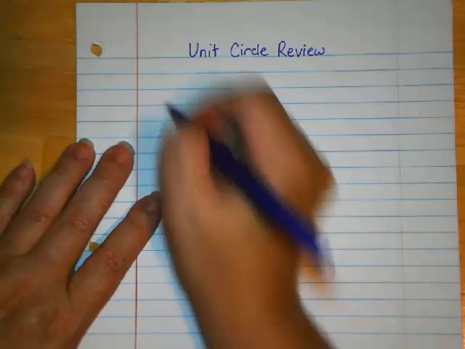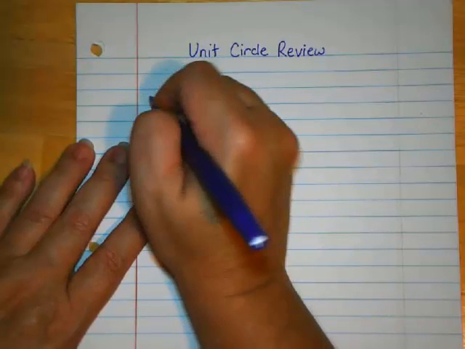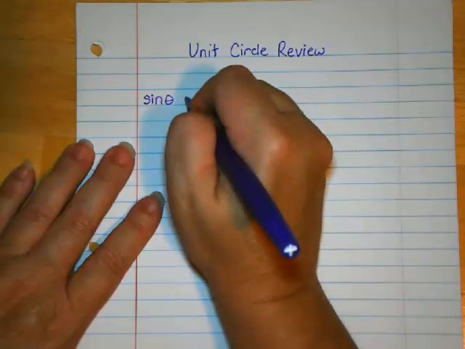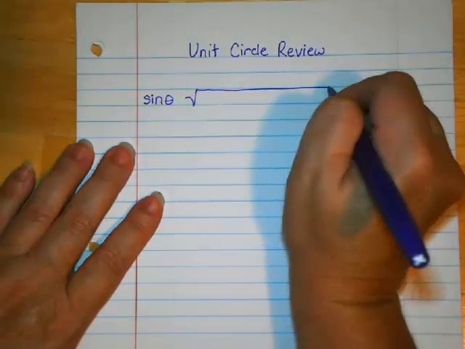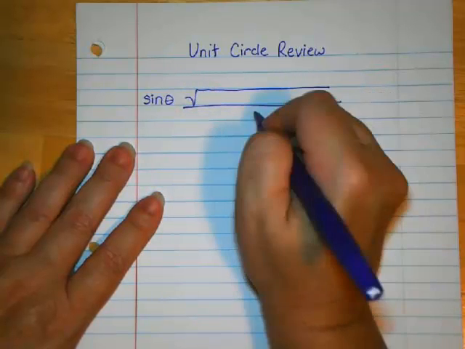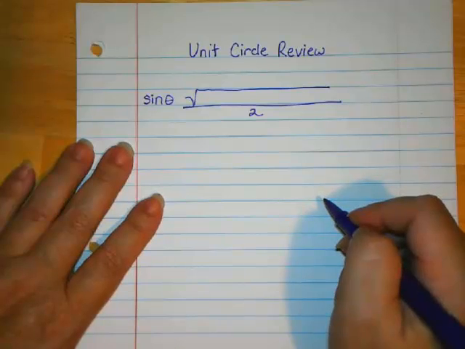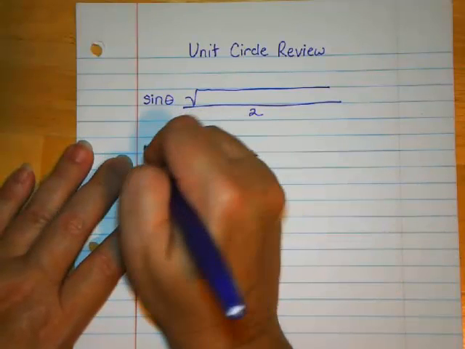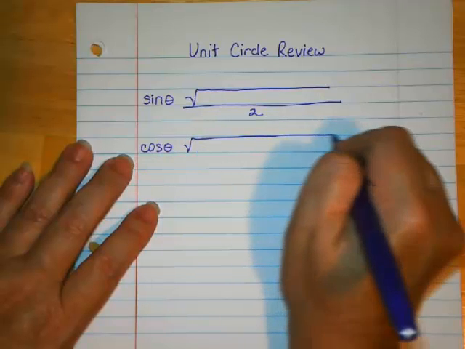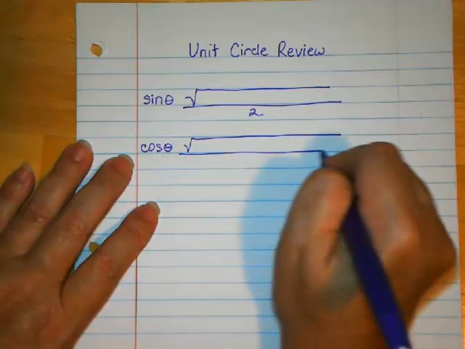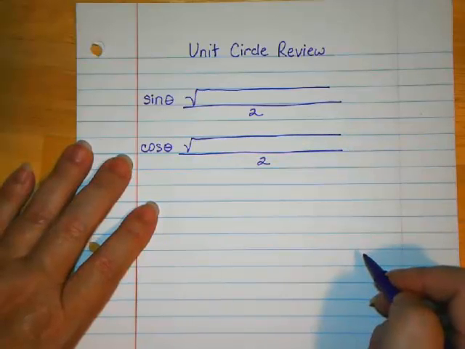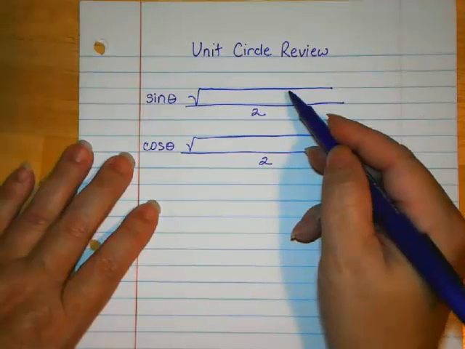And here's how this works. I want you to go down about 3 lines and write sine of theta. After that, I want you to draw a giant square root sign and put it over a denominator of 2. Skip a line, then write cosine of theta. Do the same thing with cosine. Big fraction bar, big radical, big fraction bar, and then the 2.